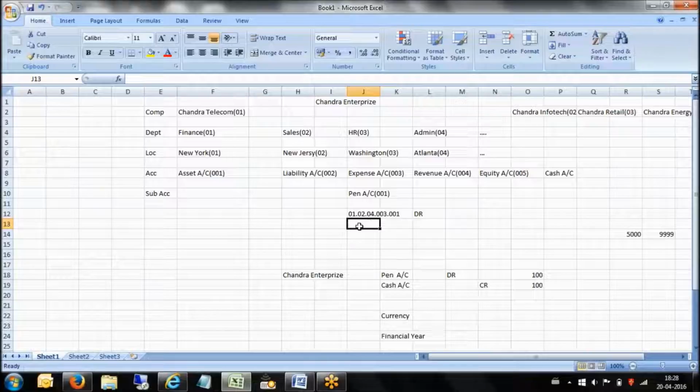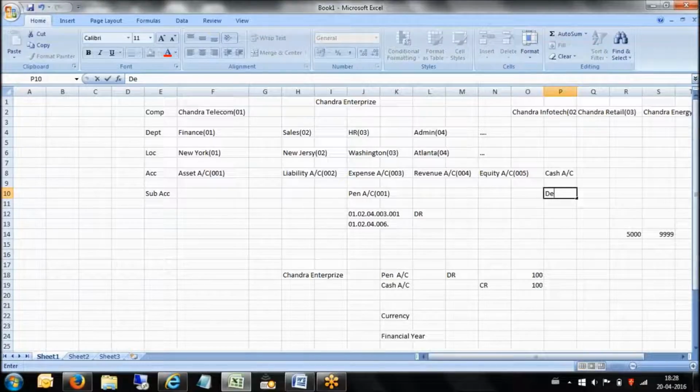If this is debit, what will credit? Because you are debiting 01 company, you are supposed to credit 01 company only. 02, 04. Now the account will be different, and it will be 006. Because under the cash account I'm saying that I do not have any sub account, what do I need to do? I need to define one code with the value default, 06, and then I need to choose that.